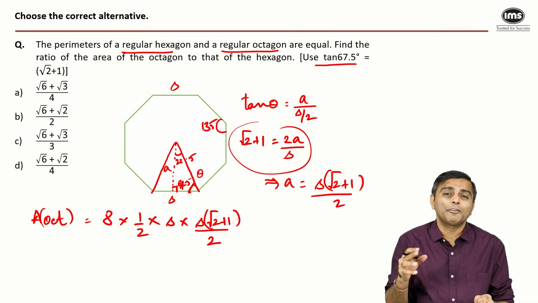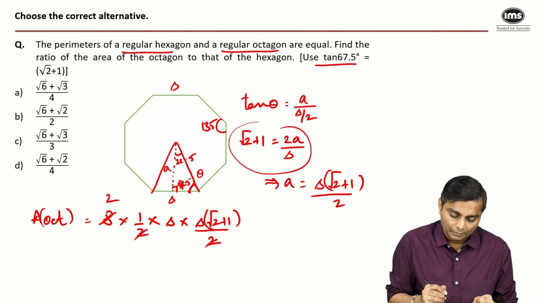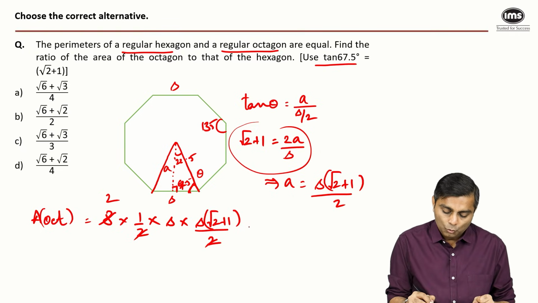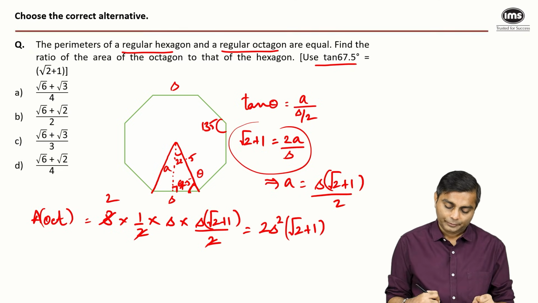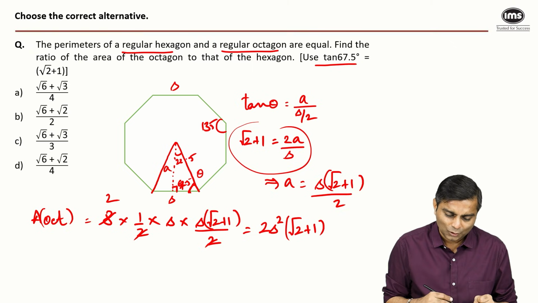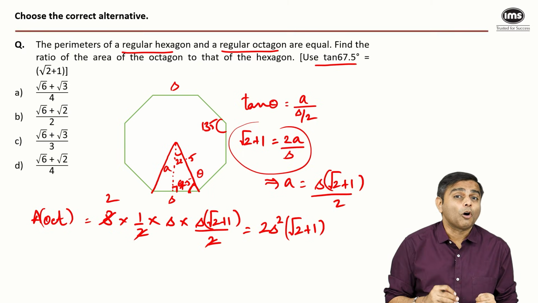So 8 times half into base into height is my thing. So 2 and 2, 4, and this will give me 2s squared and root 2 plus 1. Okay, 2s squared root 2 plus 1 looks right. Great. Now, S is nothing but the side of an octagon, correct?